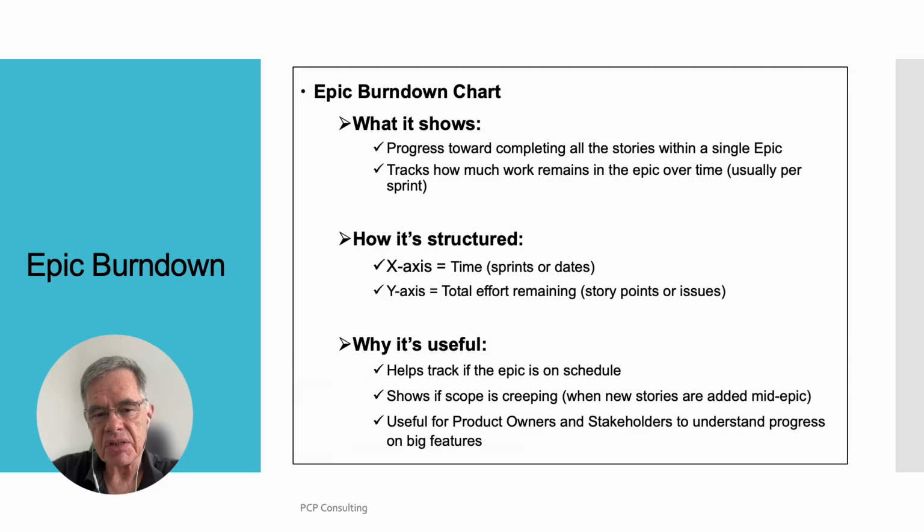Epic burn down chart. What it shows. Progress toward completing all the stories within a single epic. Tracks how much work remains in the epic over time, usually per sprint. How's it structured? X-axis equals time, sprints or dates. Y-axis equals total effort remaining, story points or issues.